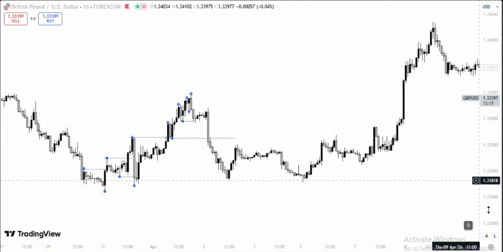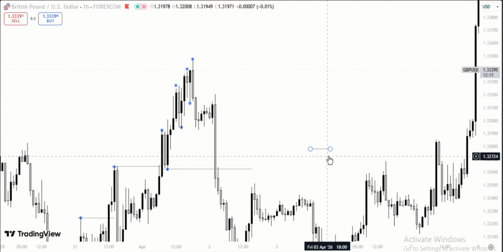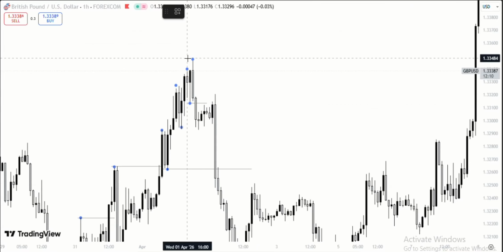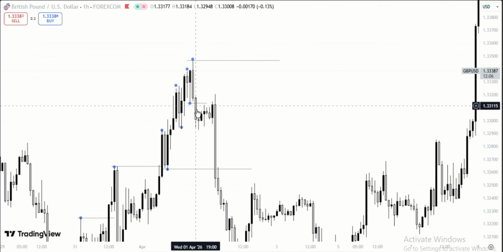You can keep practicing. If you practice for a while, you get used to it. So you put this here. This is the low, and then this is the high. So whichever price breaks first, price took this low first.